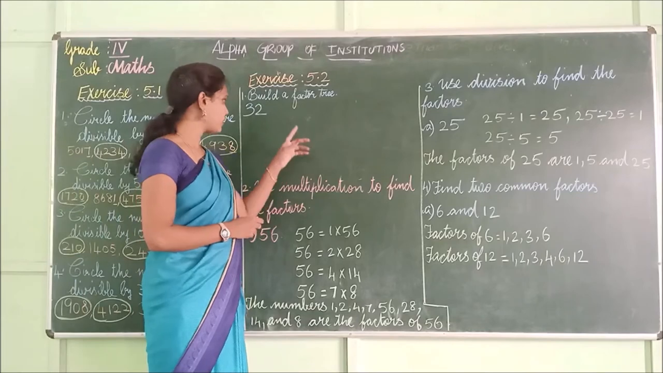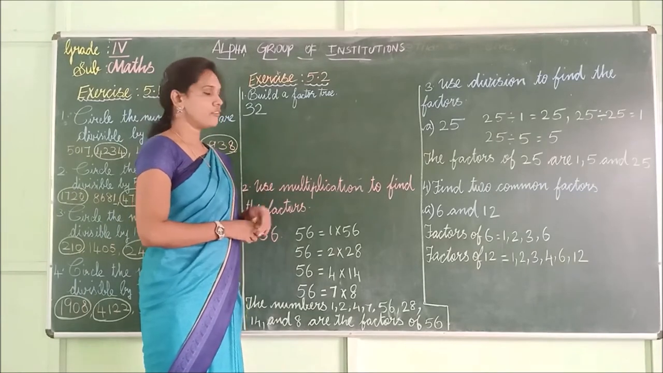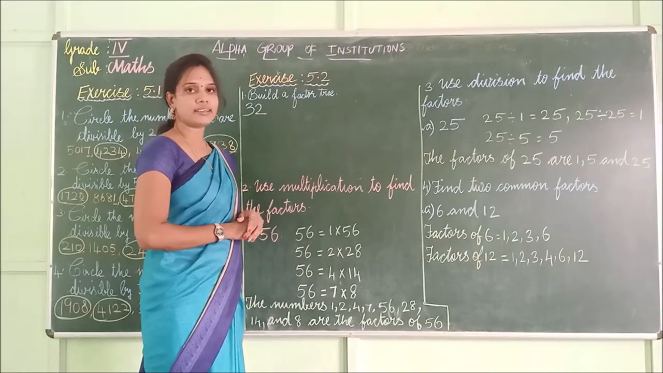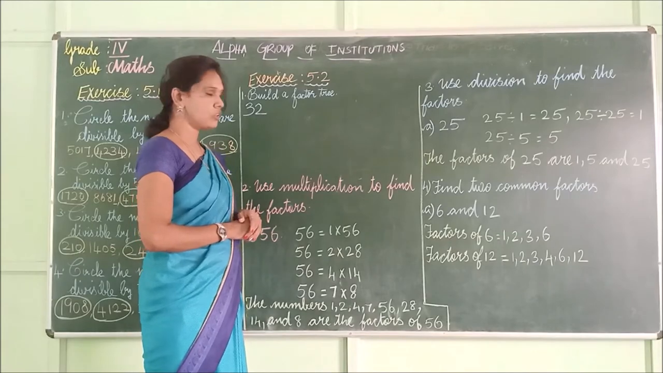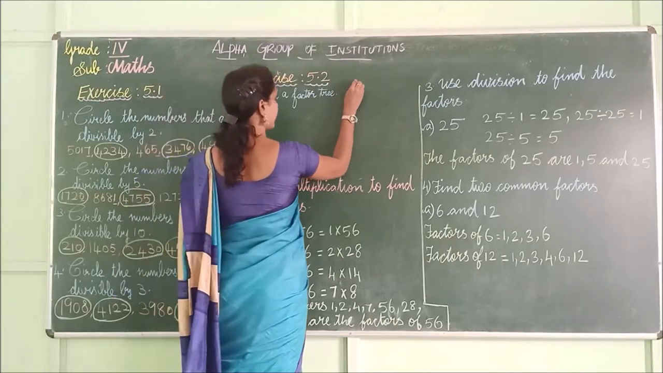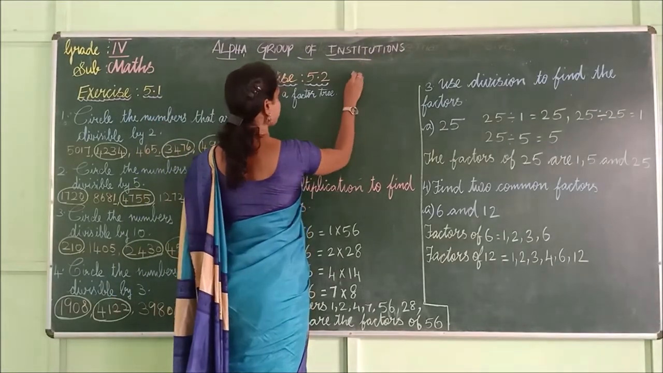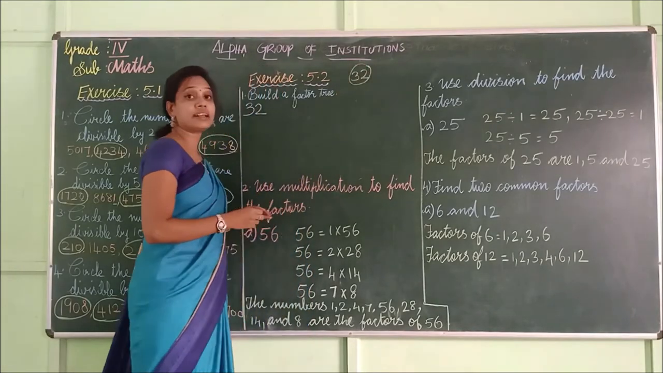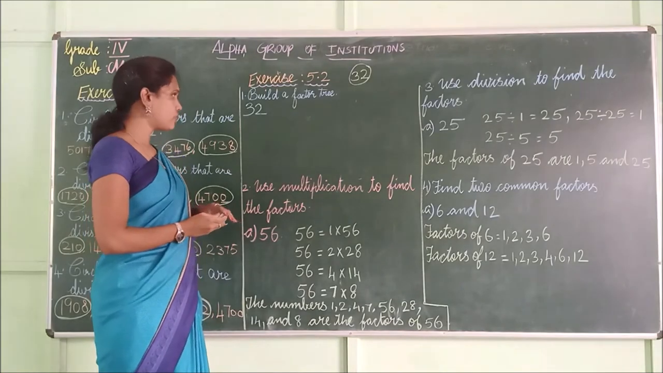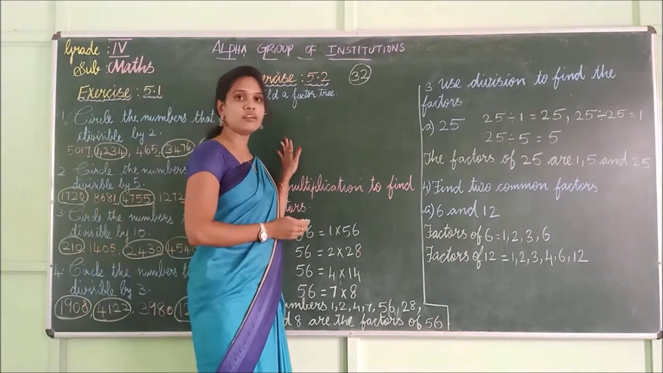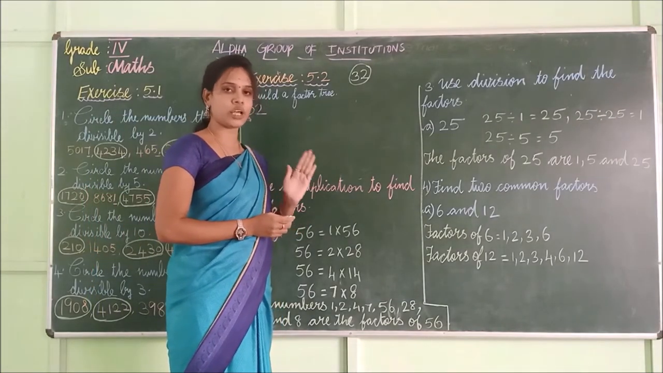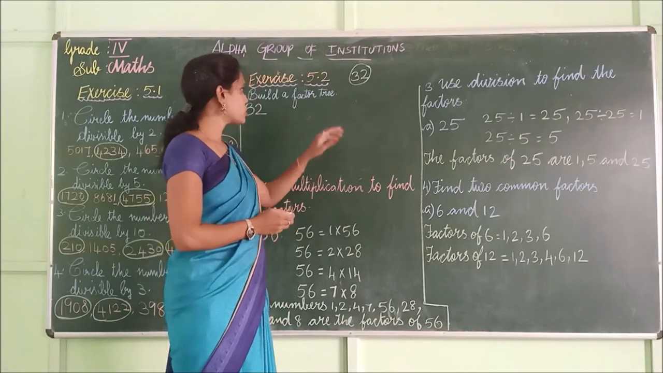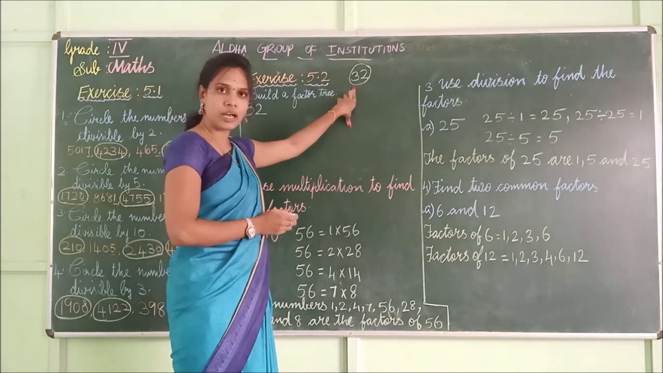Build a factor tree. We have to use the factor tree method. Shall we do it now? Yes. See what number is given? 32. Okay, we have to use the tree method. For that we first check the 2 table. We have to start from the 2 table. So 32 will come in the 2 table.